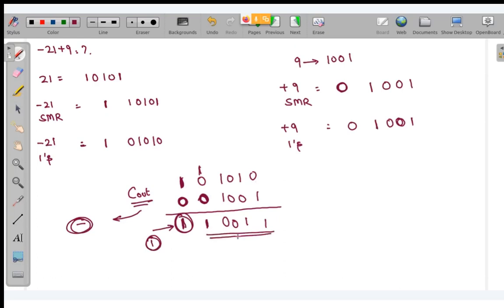Now if you want to calculate the original number, you need to take the complement of this number. So take the complement, and this will be 0, 0, 1, 1, 0. This is your 12. But as your sign bit is 1, you need to put minus 12. So you got minus 12 as your answer. Tell me if this is clear to you or not. Okay, fine. So I will end the session today.